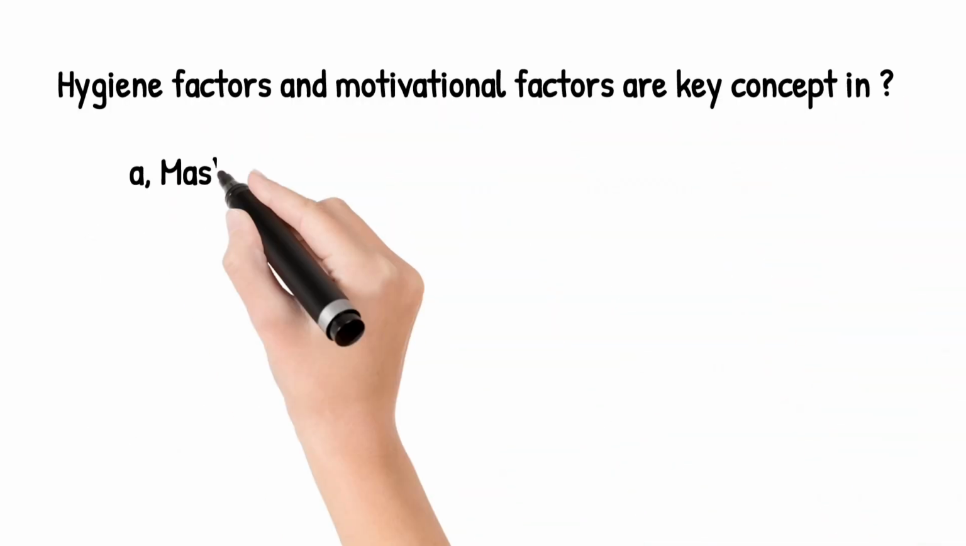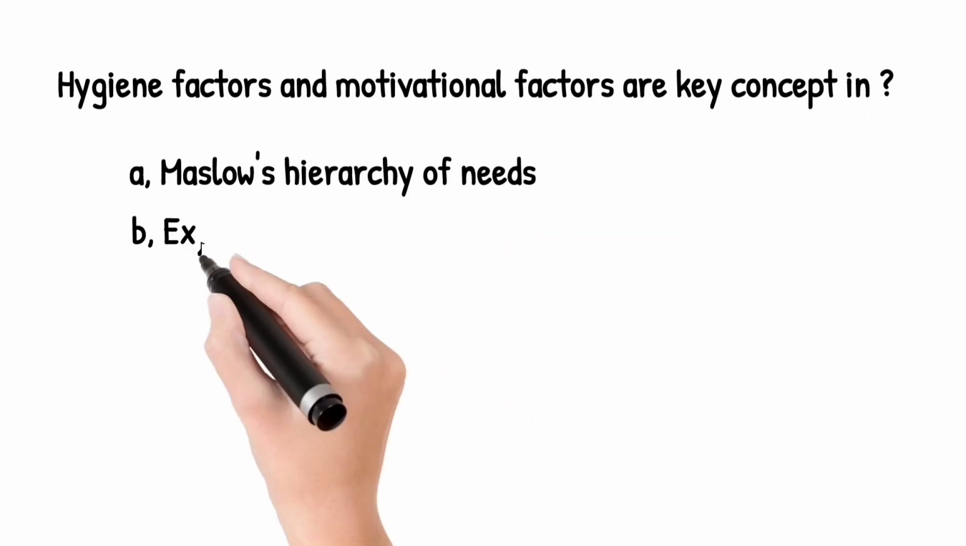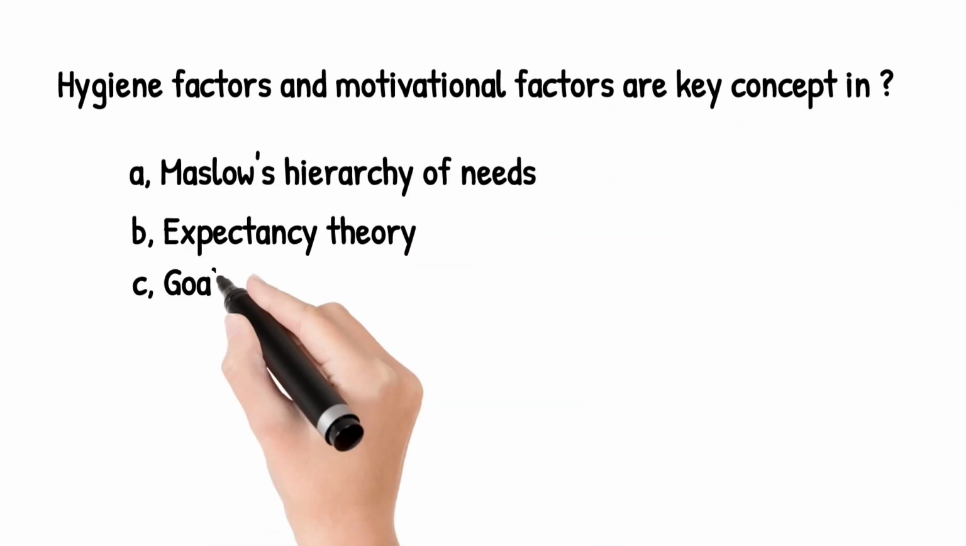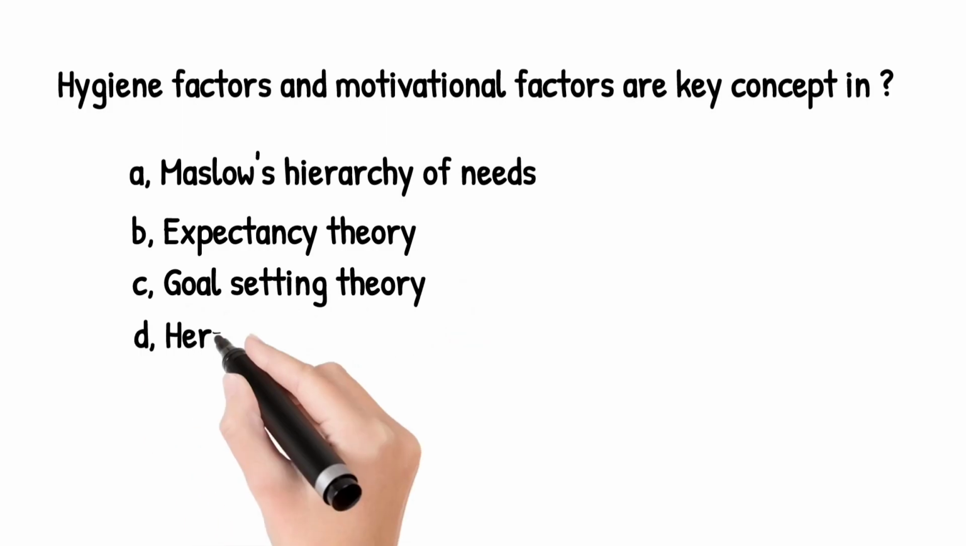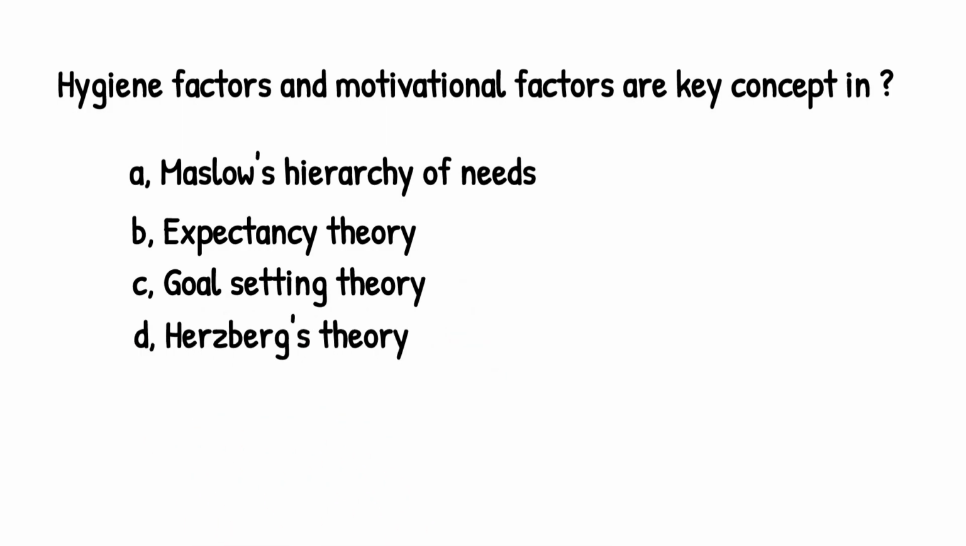Next question. Hygiene factor and motivation factor are key concepts in option A Maslow hierarchy of needs, option B expectancy theory, option C goal setting theory, option D Herzberg's two-factor theory. The answer is option D Herzberg's two-factor theory.